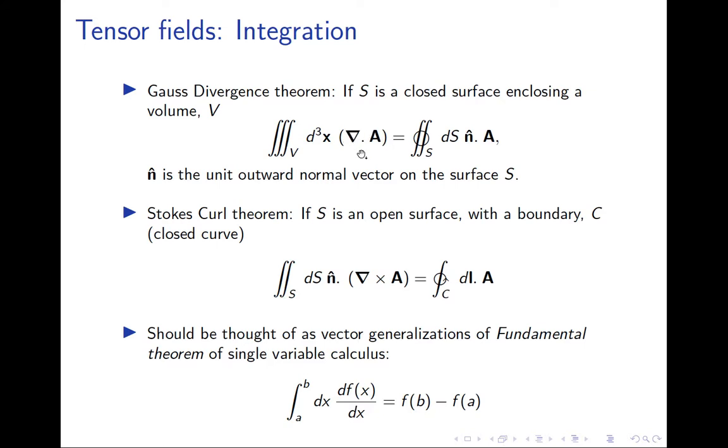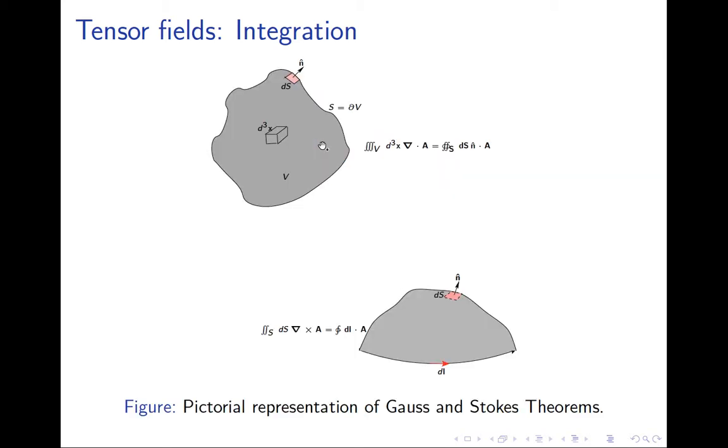Divergence of a vector field is a scalar quantity which is being evaluated, which is being integrated over some volume V. And Gauss theorem says that this integral over the volume V is equivalent to doing a surface integral of the flux of A over the boundary of the volume V. So let's look at the diagram.